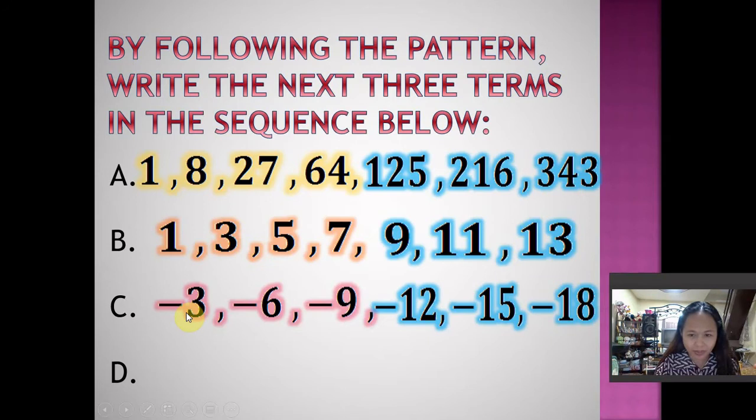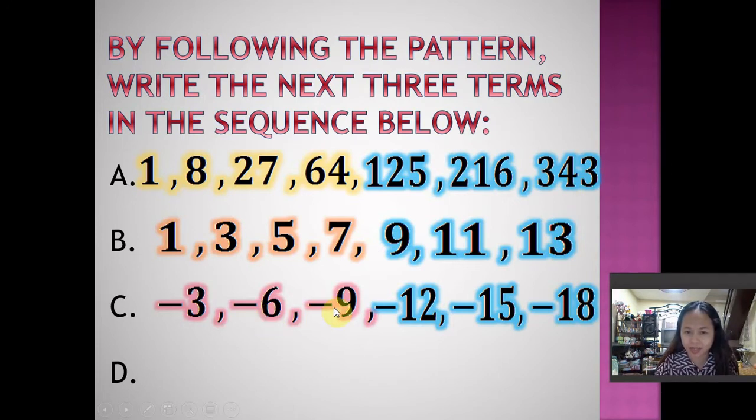So what do you think is the pattern? That is simply adding the preceding term by negative 3 to get the next term. Let's try. Negative 3 plus negative 3, that is negative 6. Negative 6 plus negative 3, it's negative 9.